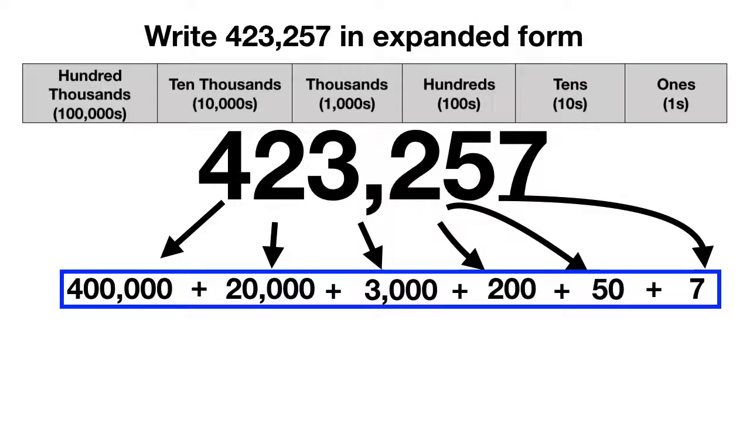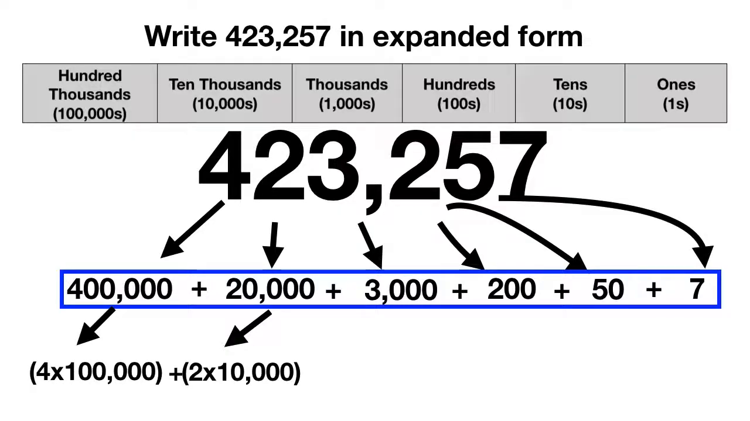This is one way to write a number in expanded form. But we could actually expand this number even further. We could take each piece, like 400,000, and expand it even more. We could say that 400,000 is equal to 4 groups of 100,000s. 20,000 is equal to 2 groups of 10,000s.